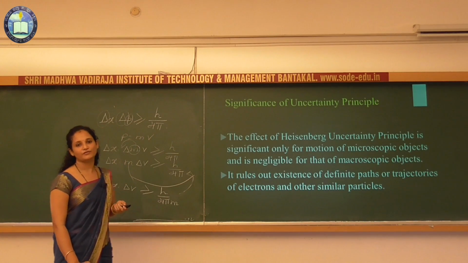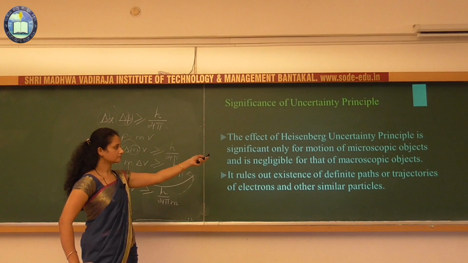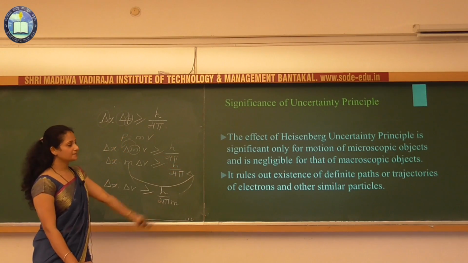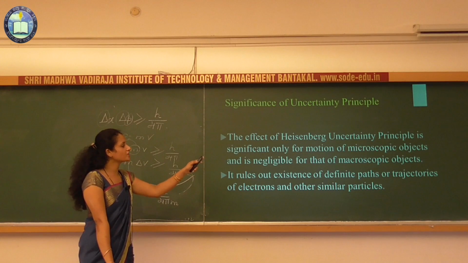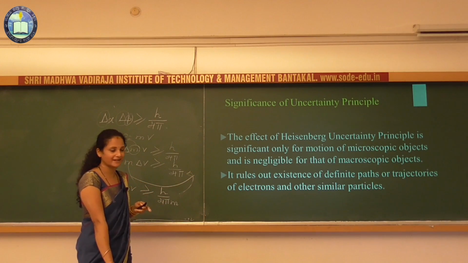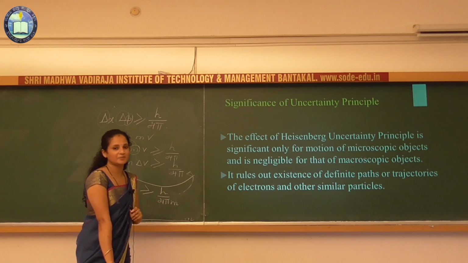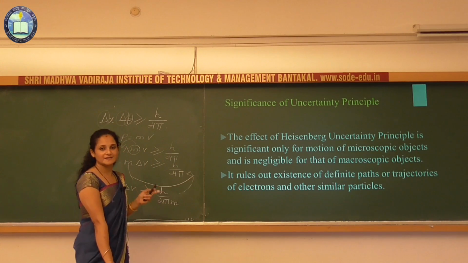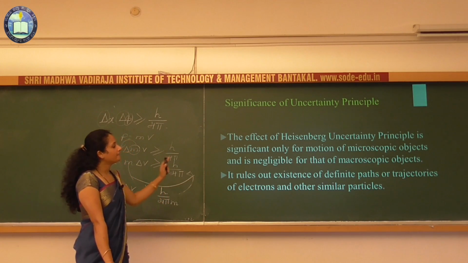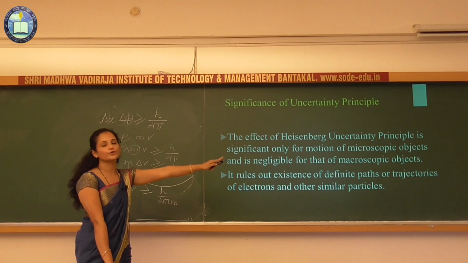The significance of uncertainty principle. The effect of Heisenberg's uncertainty principle is significant only for the motion of microscopic objects. For microscopic objects, we cannot find out simultaneously the velocity and the position, but it is negligible for that of macroscopic objects.